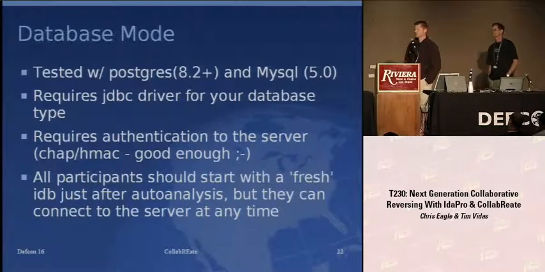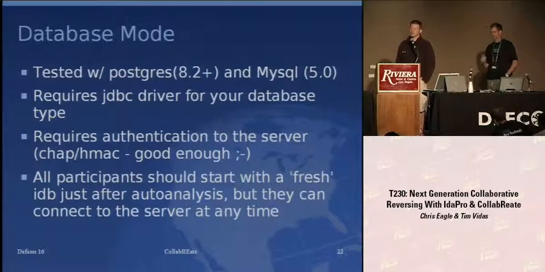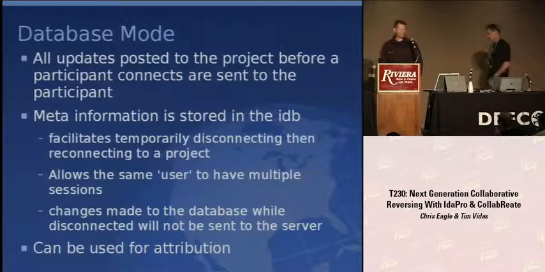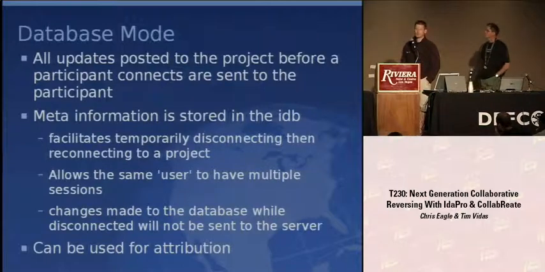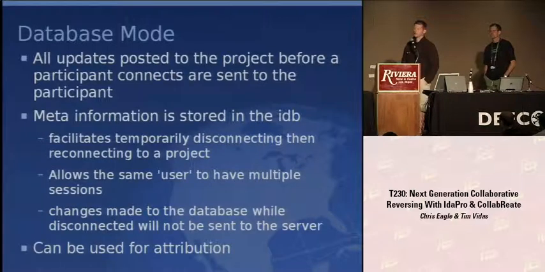So as Chris pointed out, all participants start by running the auto-analysis in their plugin, or in their specific version of IDA, and then launching the plugin and connecting. As Chris pointed out again, the auto-analysis might be a little different. It might vary based on the particular version of IDA. However, in practice, we've noticed that they get really close and just fine for the type of stuff that we're doing anyway. So all updates that are posted to the project from any user that's been collaborating in that project are archived in the database. When a new user connects, if they join that same project, they get all the updates up to that point. So it's really easy to bring somebody else's IDB all the way back up to speed with what everybody else has been working on, regardless of their version of IDA.